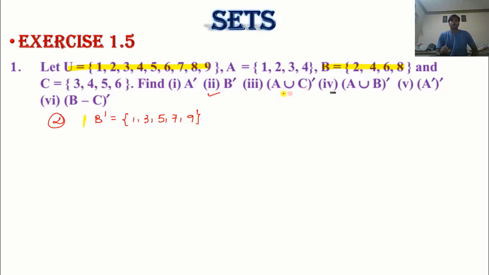Now we will calculate the third one. A union C whole dash. So for that, firstly you need to obtain this bracket result. So firstly we will obtain A union C. It is easy to obtain A union C. So A union C is equal to the union of this one and this one. It means 1, 2, 3, 4 union 3, 4, 5, 6.